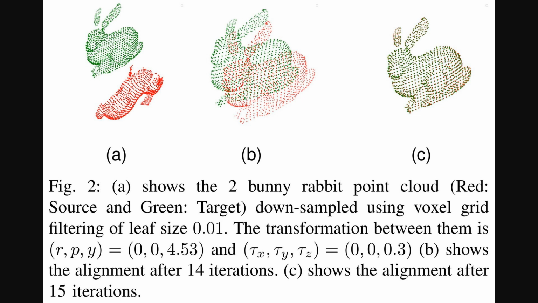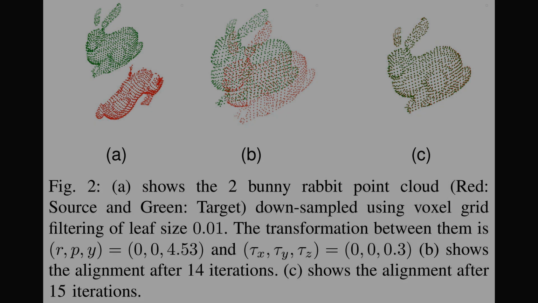The description notes these have been downsampled using voxel grid filtering, which is a technique that simplifies the point cloud by dividing the 3D space into little cubes or voxels, and then representing the points within each cube by a single point. Then, panel B shows the alignment getting much better after 14 iterations, and by panel C, after just one more iteration, making it 15, they're very well aligned.